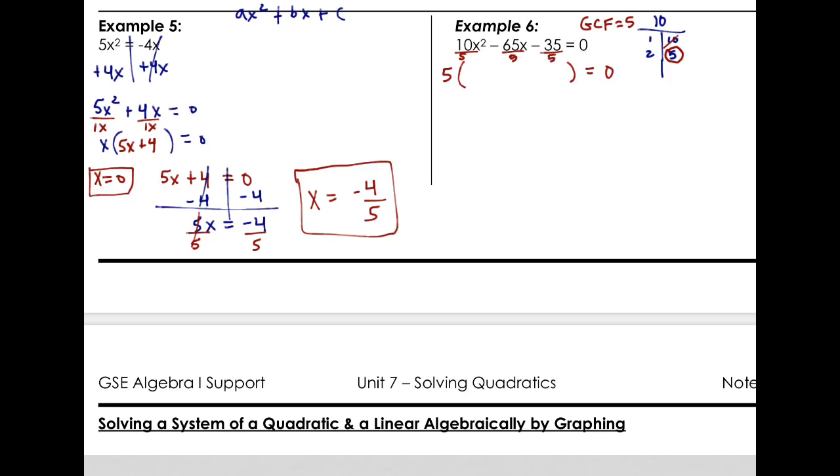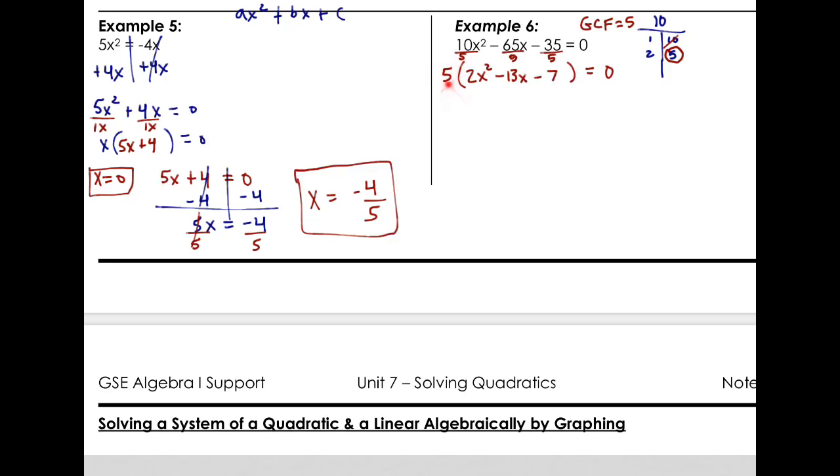All three terms. Started with three terms, so you'll have three terms in the parentheses. 10 divided by 5, that is, hopefully you know. If you don't know, put it in the calculator. It is a 2. We're not dividing by a variable, so the variable just slides down. X squared. A negative 65 divided by 5 is negative 13x. And then a negative 35 divided by 5 is negative 7. So we got our GCF here.